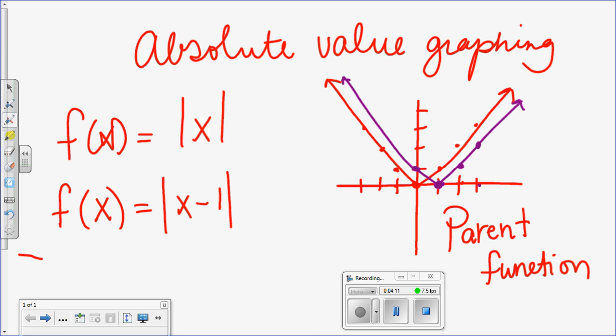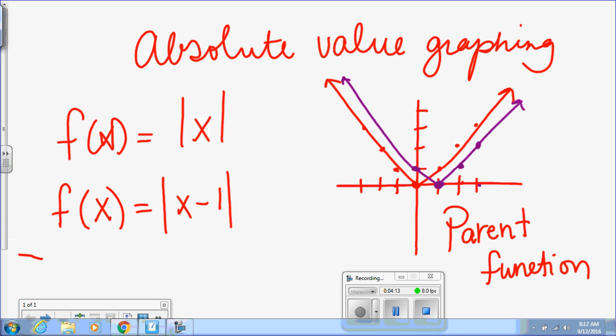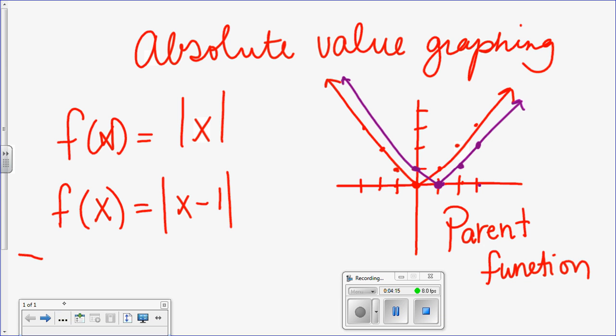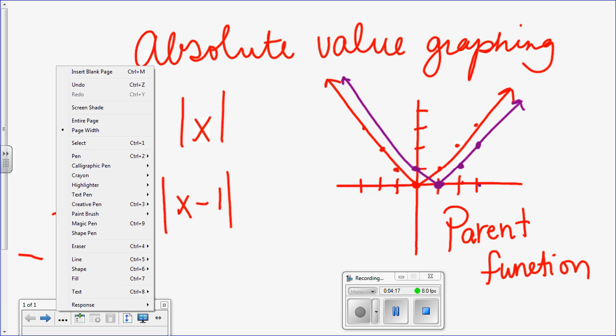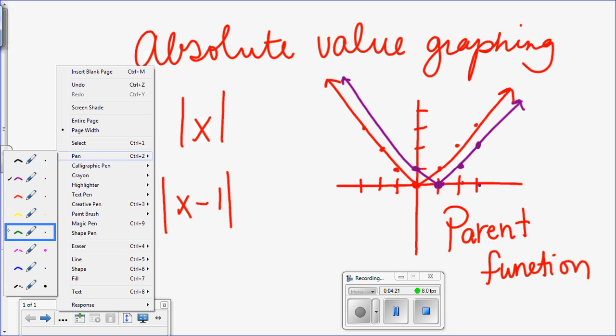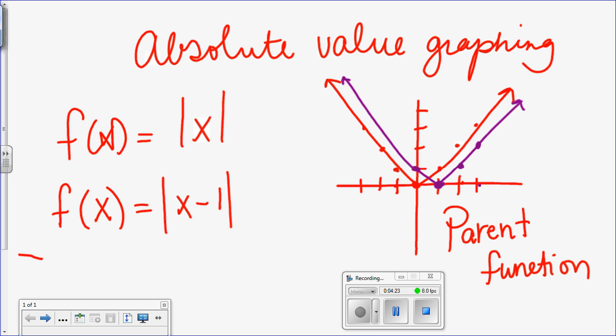Let's change it a little, because I don't want to see that. Yellow. I think you can see that then. Can you see that? Right. I mean, I can see it. Yeah.